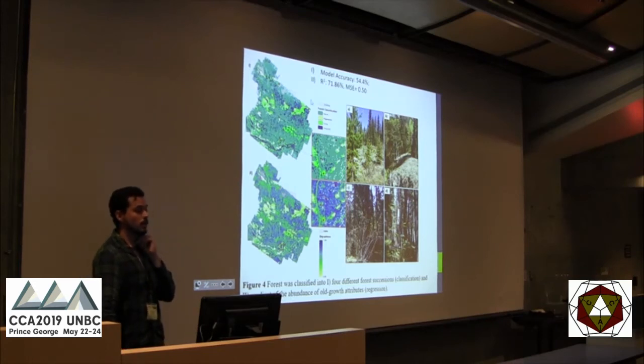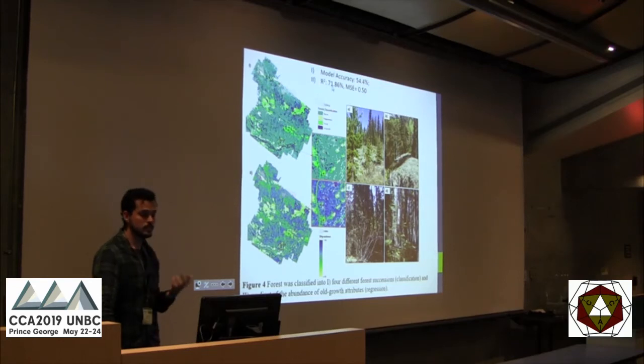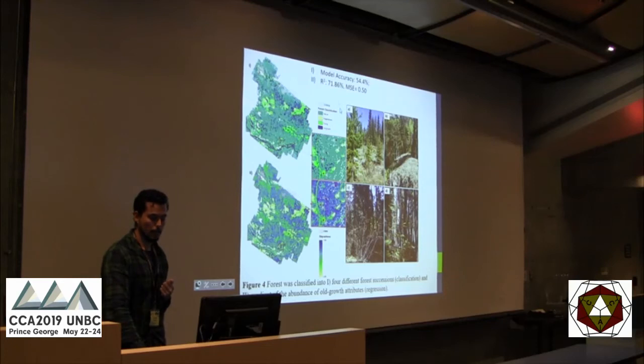But regarding the models, the model for age classes didn't do very well. It had around 46% error, which is pretty high. But our old growth index did pretty well. The model fit well, and it had 72% of explained variation, which is pretty good for the model.